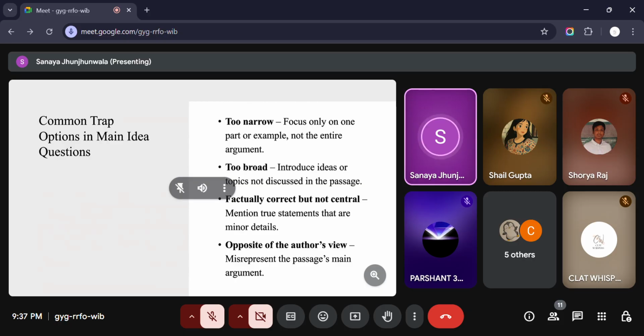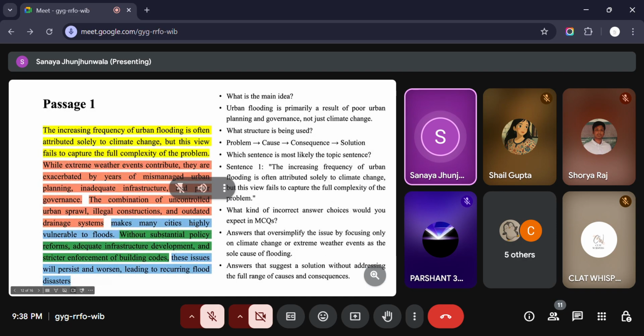So I've already talked about this, but let's just dive into a detailed explanation. What are some of the common trap options in main idea questions? Like, what are the options that you should avoid? So, first of all, any option that is too narrow. Focus only on one part or example and not the entire argument. Matlab, if you look at this passage, any option that states that climate change is one of the leading causes of urban flooding, and it's one of the options for the main idea question. Discarded, discarded. मतलब उसको छोड़ ही दो, because that is not the main idea.